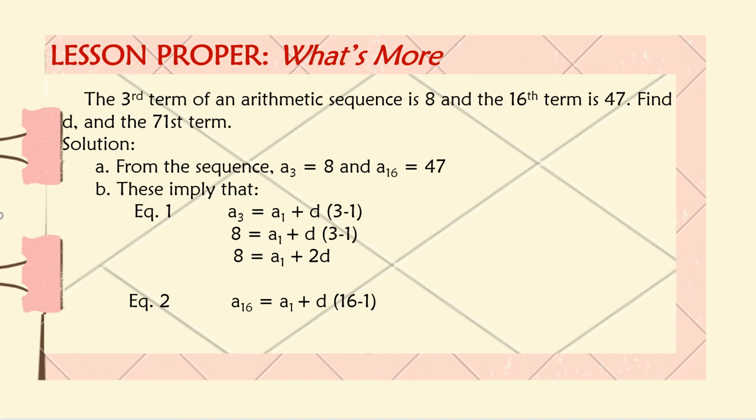Okay? So, we have A sub 16 is equal to A sub 1 plus D times the quantity of 16 minus 1. Okay? So, yung A sub n natin o yung 16th term natin is 47. So, given siya. So, that is equal to A sub 1 plus D times the quantity of 16 minus 1. So, sa-substitute lang natin yung given. So, 47 is equal to A sub 1, 16 minus 1, so that is 15. So, times the common difference, so that is 15D.